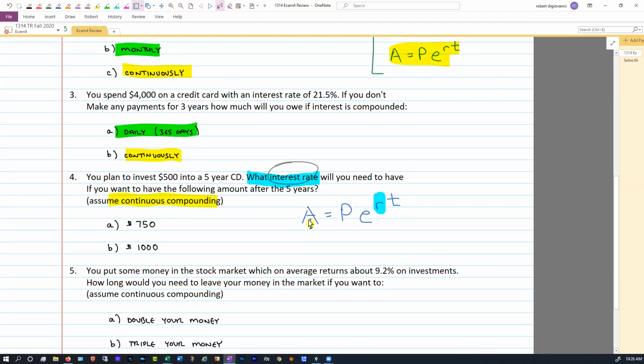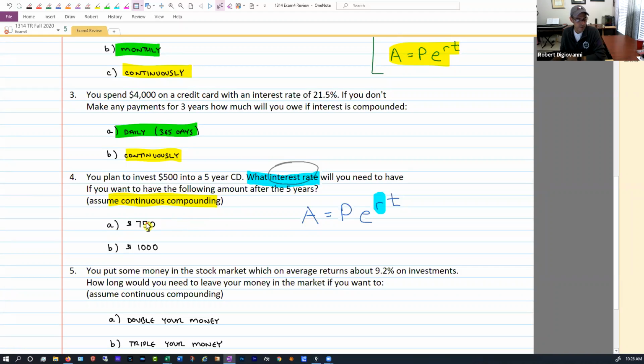Would it be the same? The 750. Yeah, so for part A, you just replace A with 750. For part B, you'd replace A with 1,000. So these are two separate questions asking, hey, what do you need? What interest rate do you need to get 750? Then the other one is, what interest rate would you need to get $1,000 after 5 years?